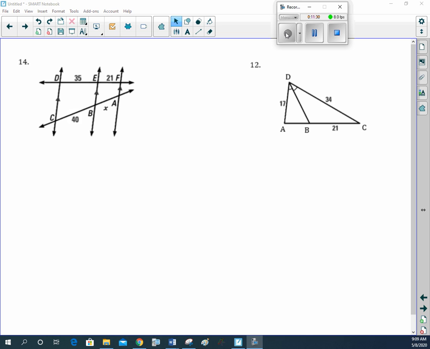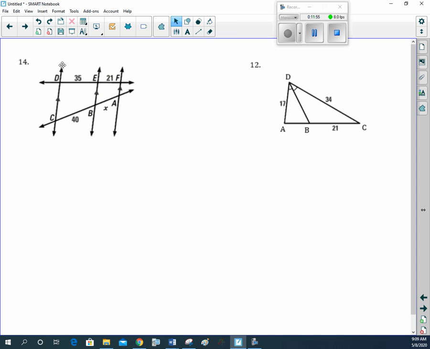Okay, so we got to figure out a proportion to make. This one has all these parallel lines here, and so it's dividing these two sides proportionally. That's what that theorem says. So once again, think of a pattern. There's lots of ways to write it.